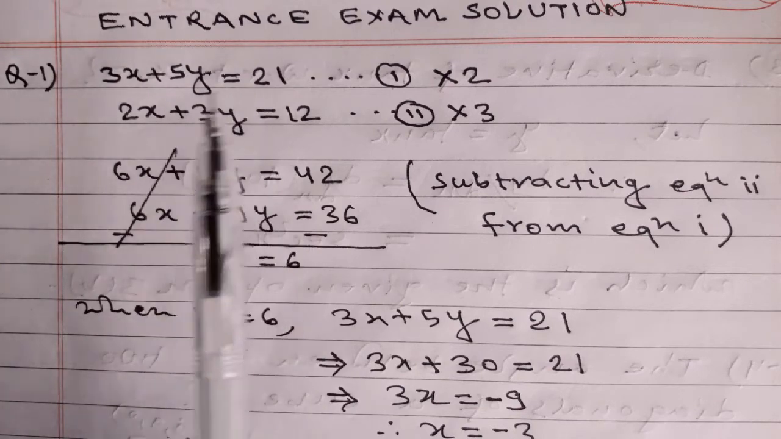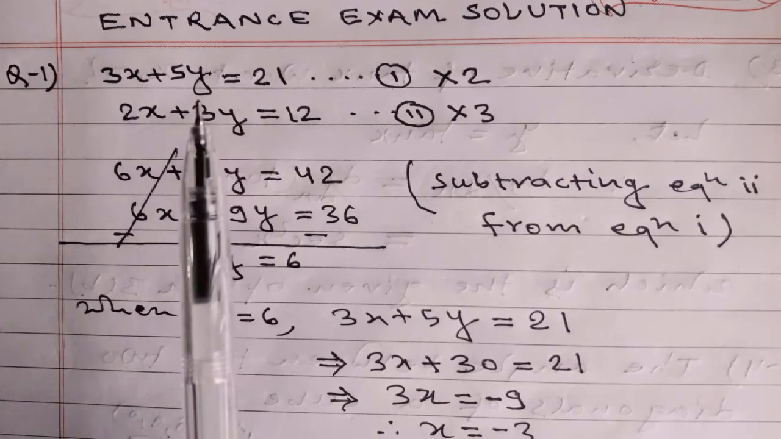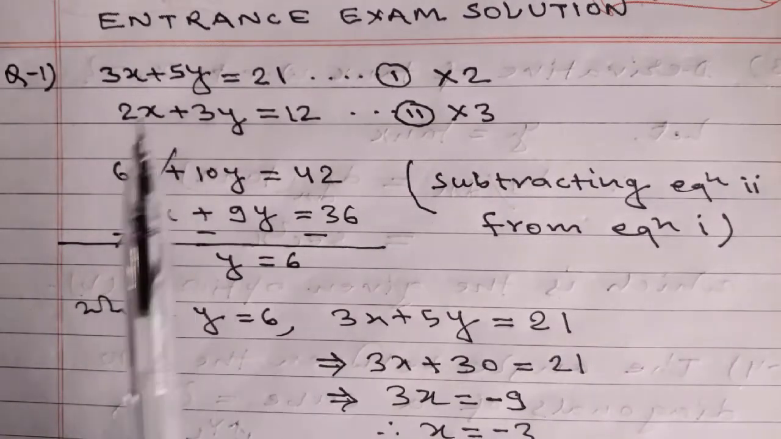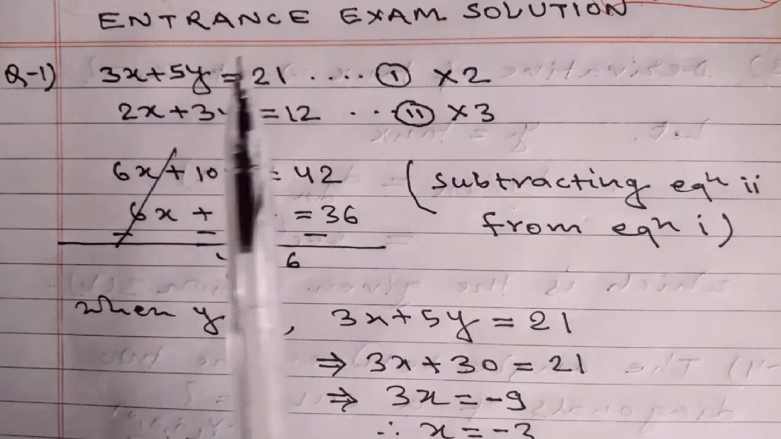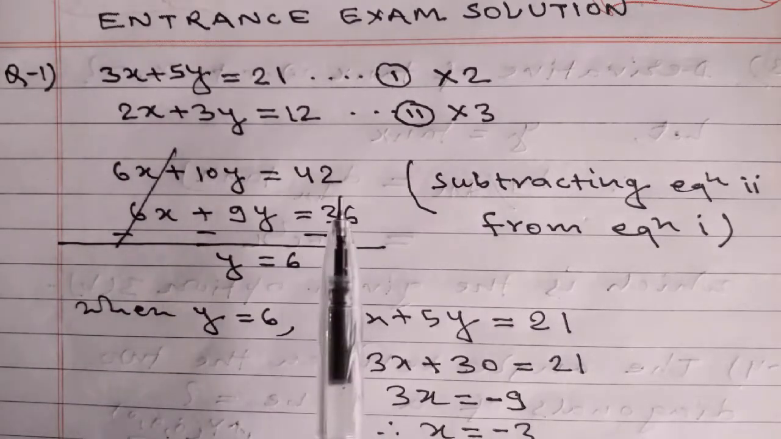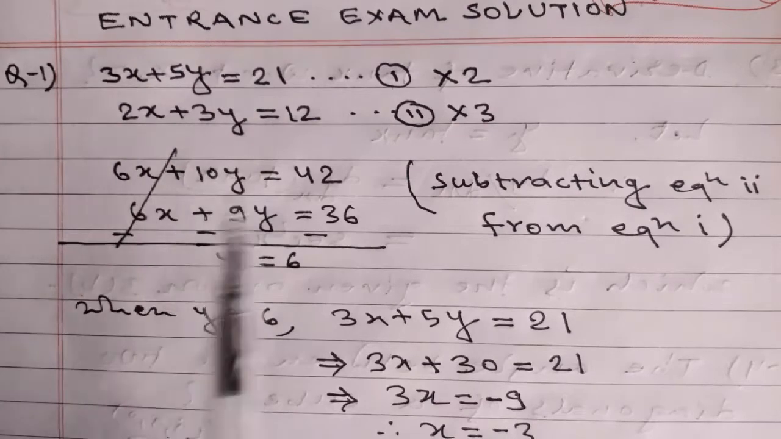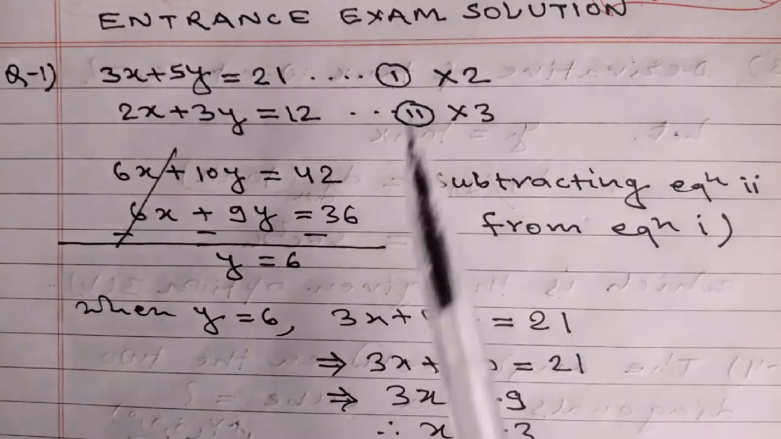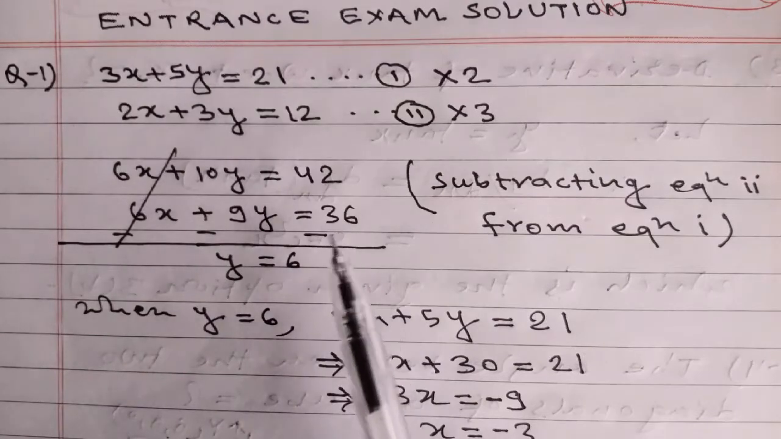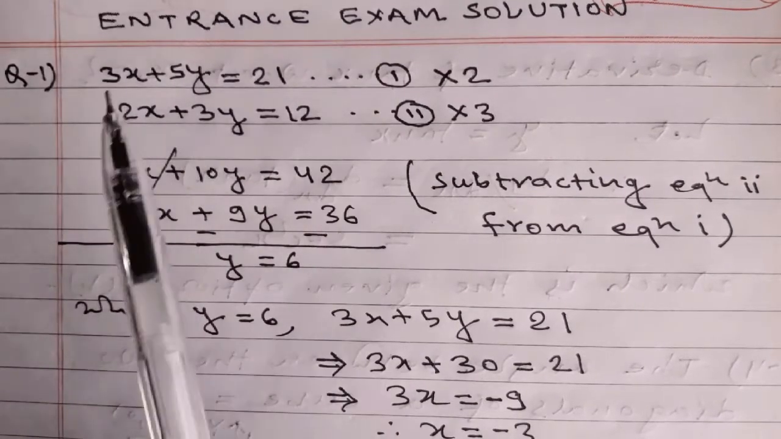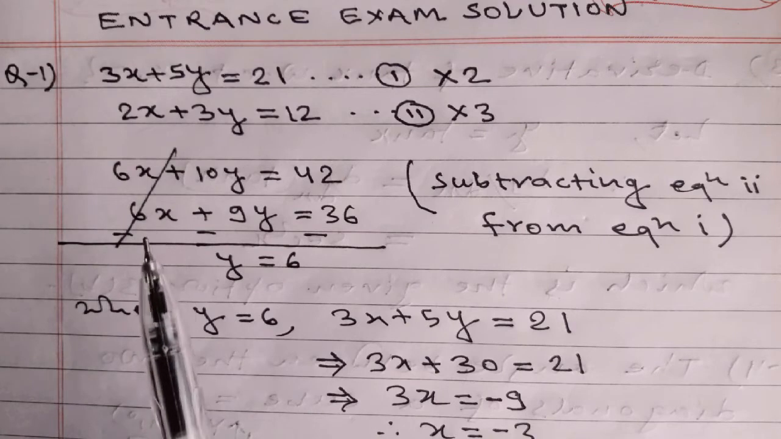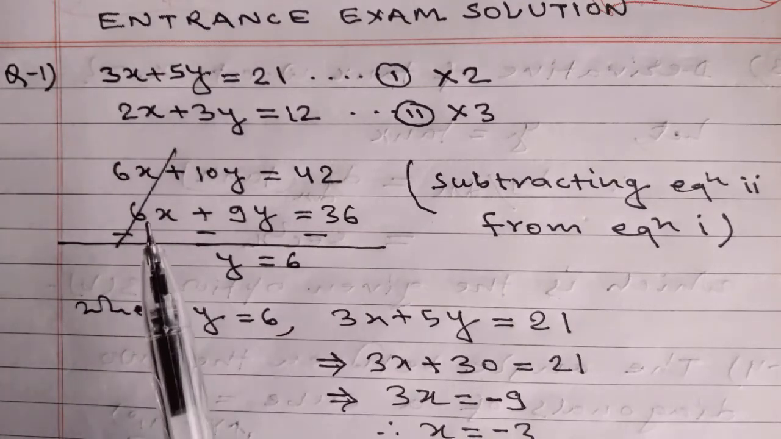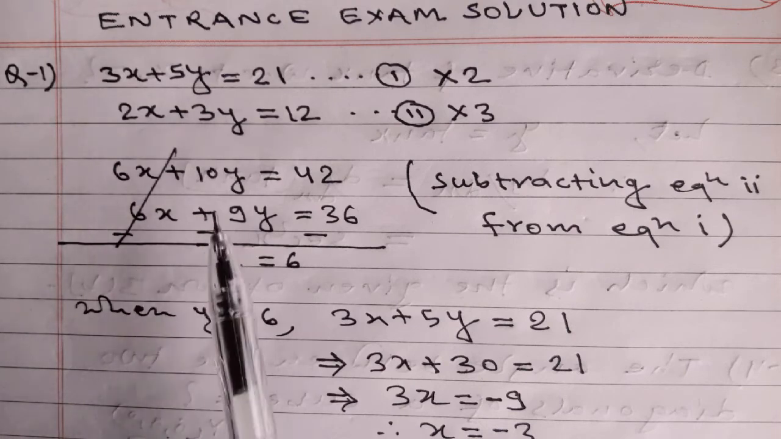Subtracting equation 2 from 1, we get 2 times 3 is 6x, 2 times 5 is 10y, 2 times 21 we get 42. 3 times 2 is 6x, 3 times 3 is 9y, 3 times 12 is 36. Subtracting equation 2 from equation 1, in subtraction we have to change the sign of the second equation. Plus changes into minus, plus changes into minus, plus changes into minus.